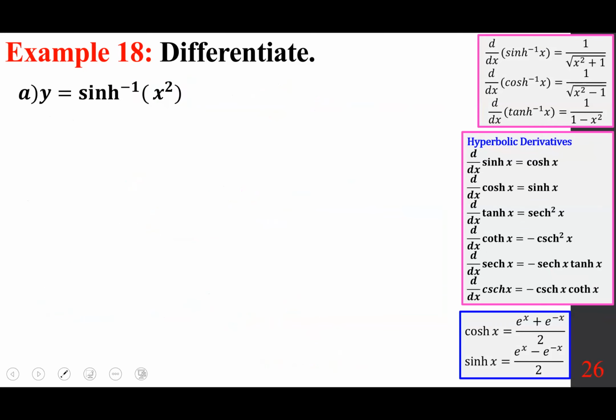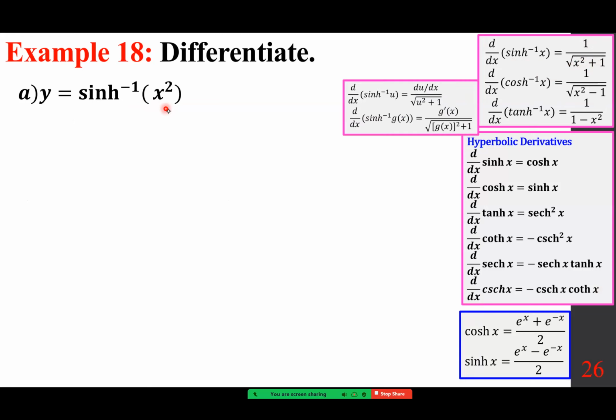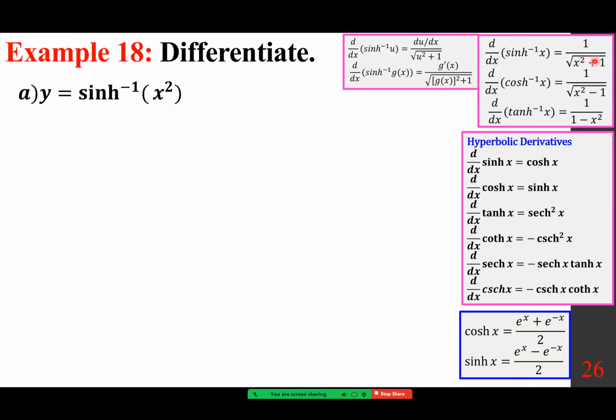y equals sinh inverse of x squared. And I have the formulas for you here. So the derivative of sinh inverse x is 1 over square root of x squared plus 1. So if I want to differentiate that, clearly when you look at this one, if I change the x to u, the numerator takes the du/dx by the chain rule. If I change it to g of x, then we need g prime in the numerator.